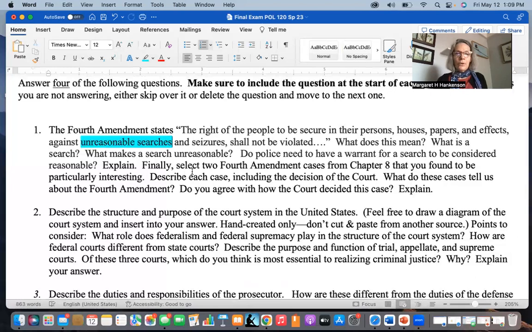Then I want you to select two Fourth Amendment cases that are discussed in chapter 8. I want you to describe each case briefly, including the decision of the court. Then tell me what this case tells you about the Fourth Amendment and the search clause, and whether you agree with the way the court decided this case.